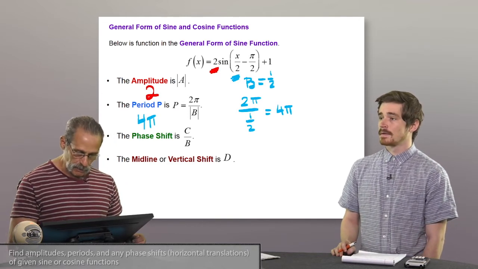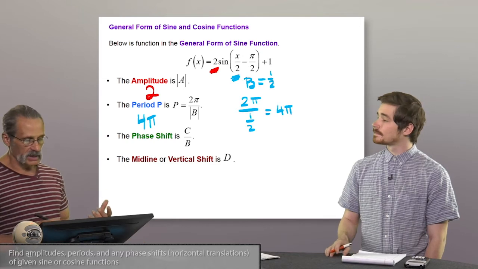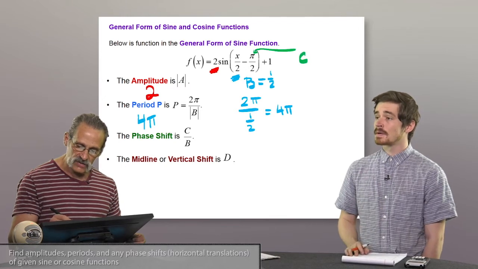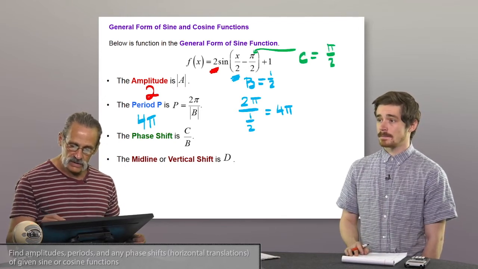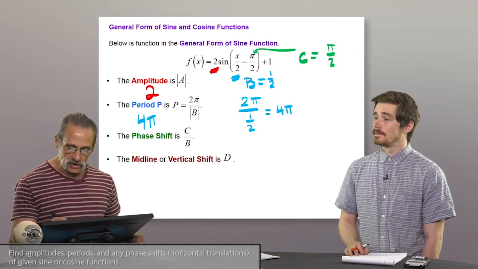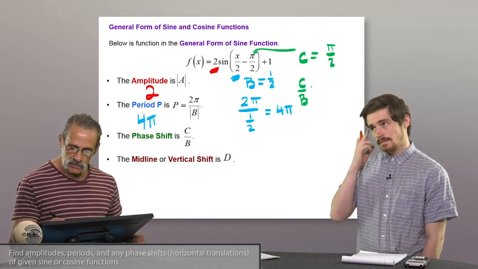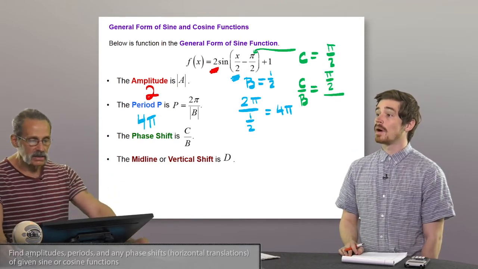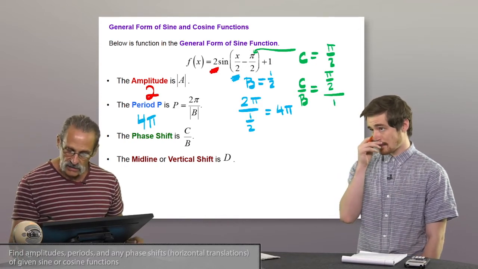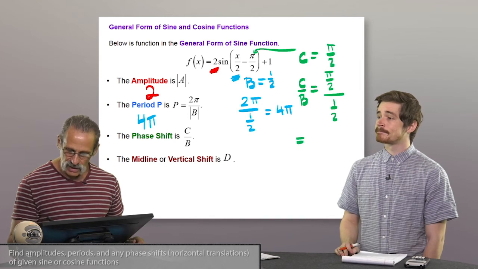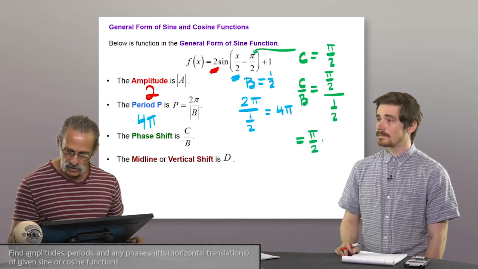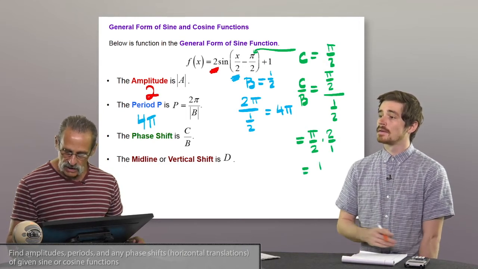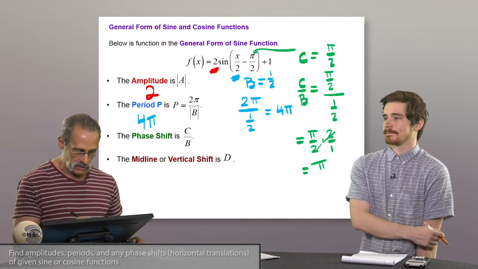For my phase shift, the phase shift is c over b. Now I know what b is. C is this number here that I'm subtracting. What's c? C is pi over 2. Very good. So for the phase shift, I want to take c divided by b. That would be pi over 2 divided by what? By 1/2. You're dividing fractions, so I invert and multiply. I have pi over 2 times what? Times 2 over 1. Now I reduce, and I end up with c over b being equal to pi. Very good.